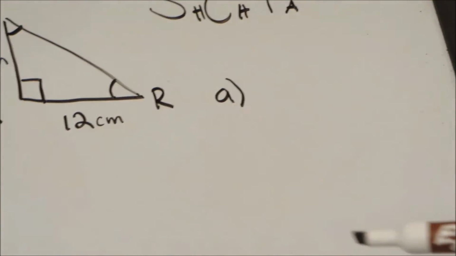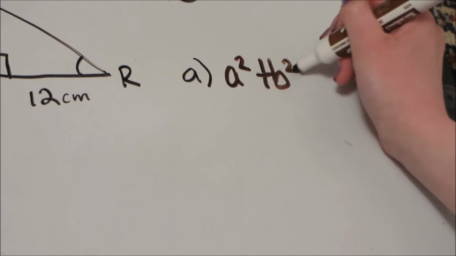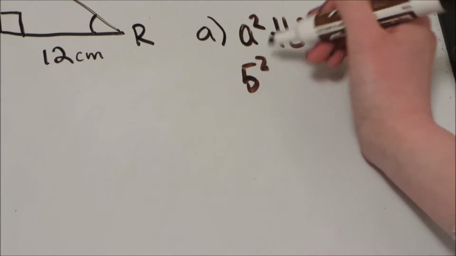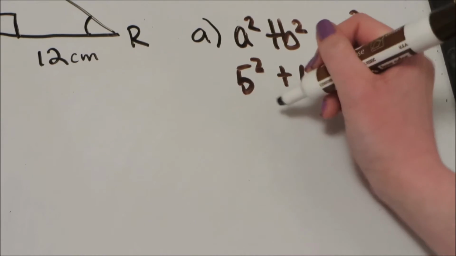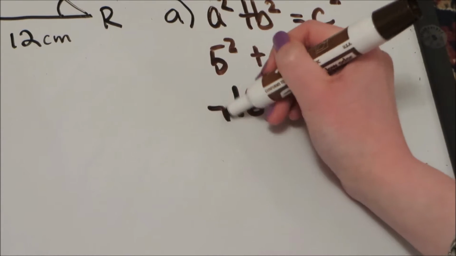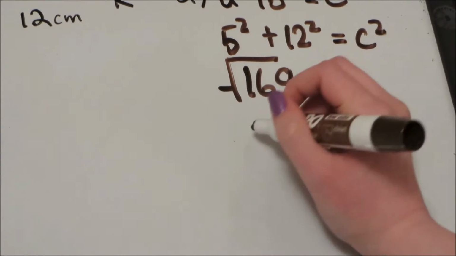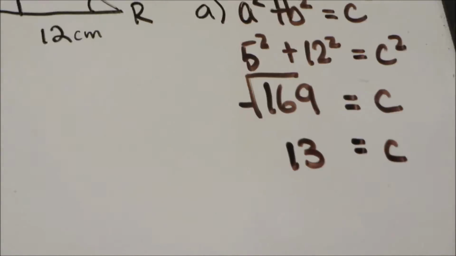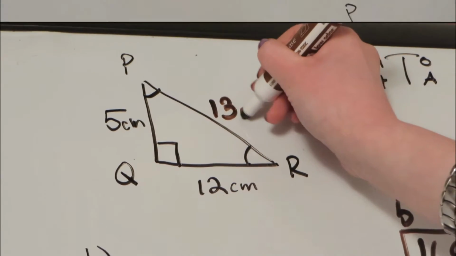So what you're going to do, because this is a right triangle, is you're going to go A squared plus B squared equals C squared. And then you just plug it in. 5 squared plus 12 squared is equal to C squared. And then that's going to be 169. And because this is squared, you're going to want to square root this. Make that equal to just C because you've square rooted it. And then this is equal to 13, which therefore means that your hypotenuse of this triangle is 13 centimeters.